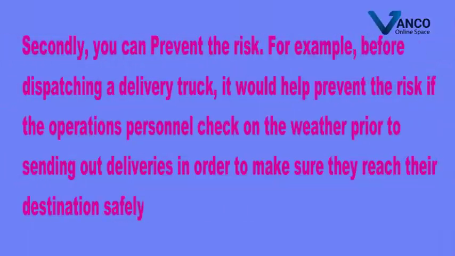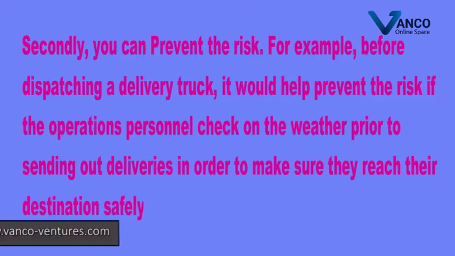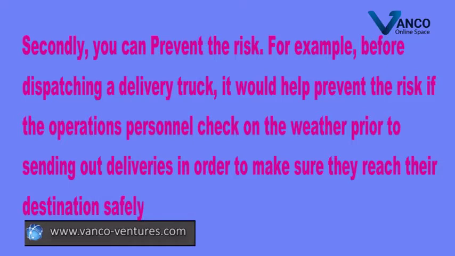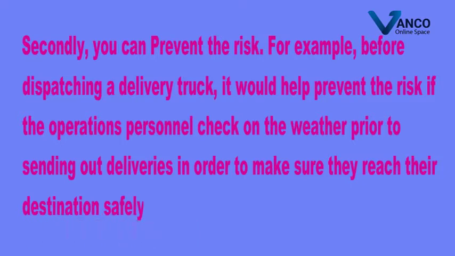Secondly, you can prevent the risks. For example, before dispatching a delivery truck, it will help prevent the risks if the operations personnel checks the weather prior to sending out those deliveries in order to make sure that they reach their destination safely. If there is a perceived risk, then they should also act to prevent it from happening. For example, you can do that by halting every delivery during severe weather.